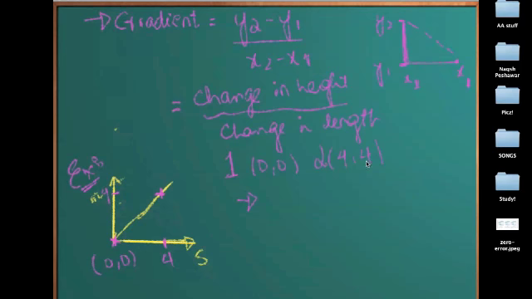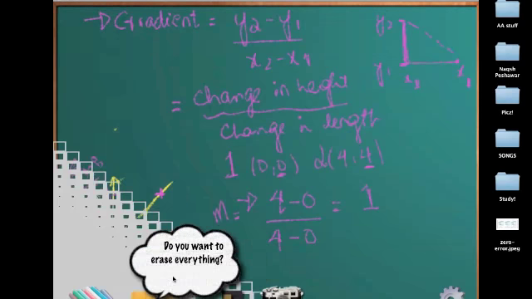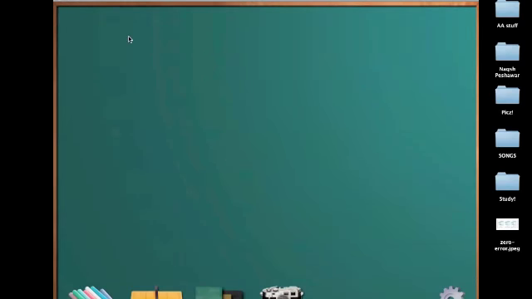So here, this is the y2 and this is the y1. y2 minus y1, 4 minus 0, divided by x2 minus x1, 4 minus 0. So the gradient is 4 over 4. 4 over 4 is 1. The gradient is 1. It's a very simple concept. Let's take another example here.